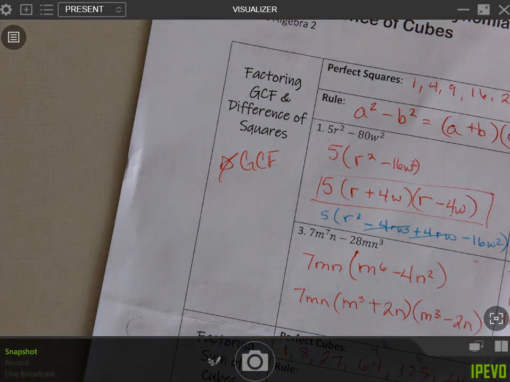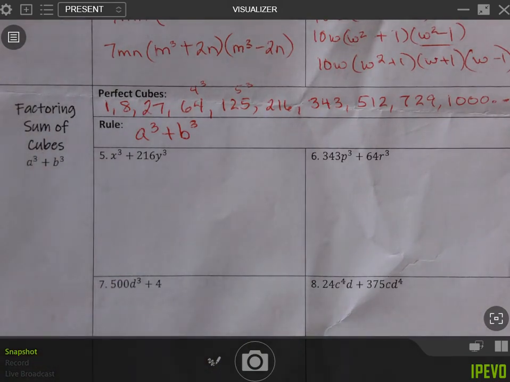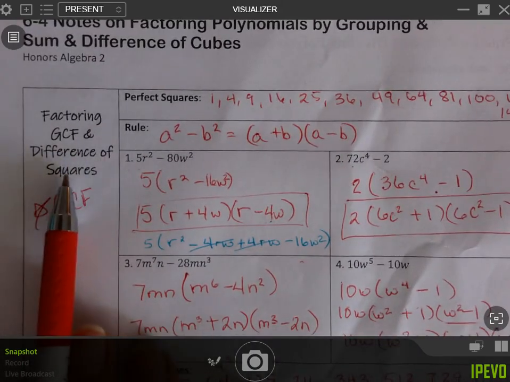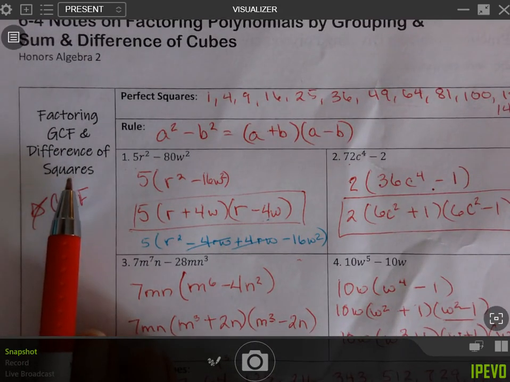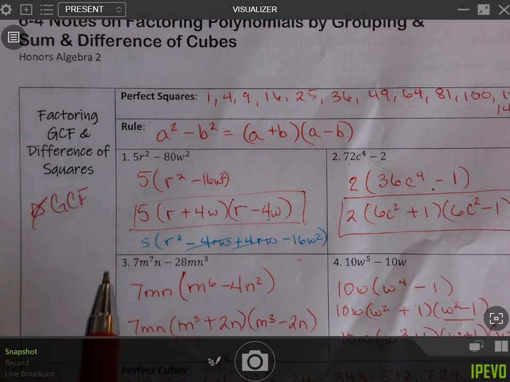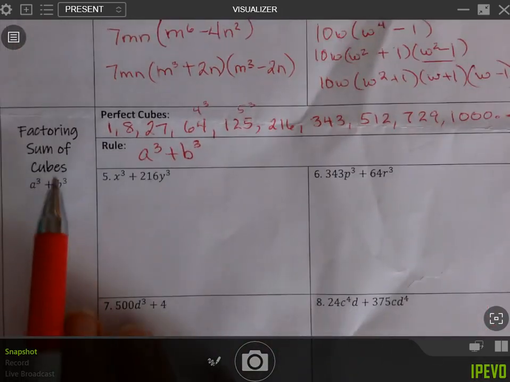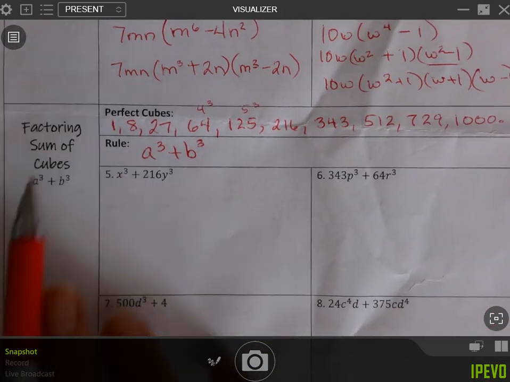Okay, then let's jump back to the notes here. So we're talking about the sum of cubes, and we're going to come back and talk about the difference of cubes. So I'm going to come back up here. There is only a difference of squares. There's no sum of squares. Perfect squares is a trinomial. Difference of squares is a square minus a square. But you have a sum and a difference of cubes, so we're starting with the sum.